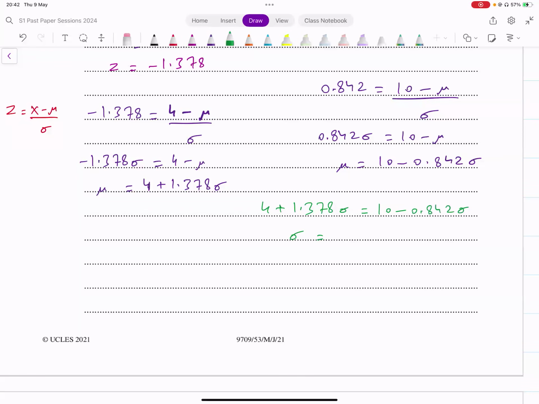What do we get? What's the value of sigma that we get? 2.703. That is what I'm getting on my calculator. 2.7027, right? So that's 2.703. You can write that as 2.70 as well, 3 significant figures, and that's okay. But for finding the mean, you should be using a more accurate number. What's going to be the mean now? Mean is 4 plus 1.378 into 2.703.